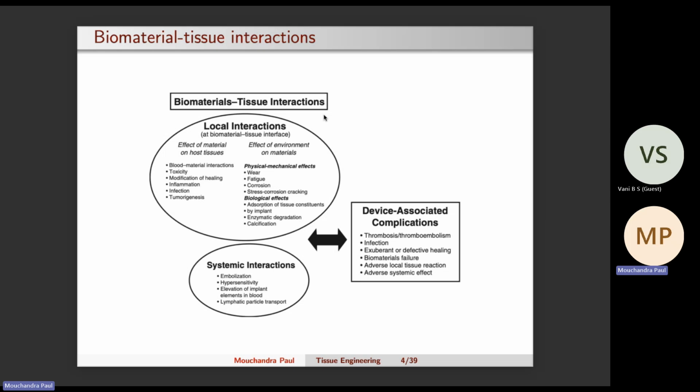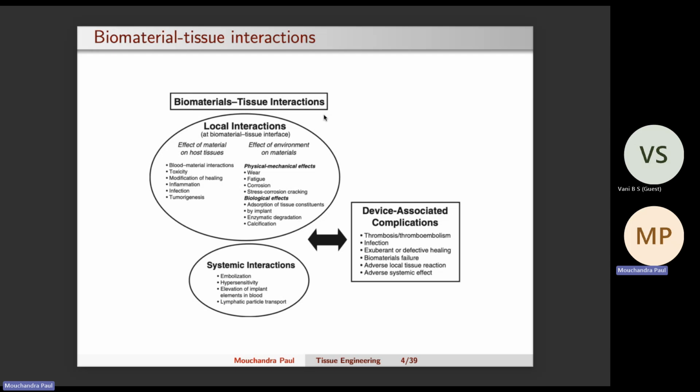All right, it can start corroding, and whatever byproducts, those start releasing into the local environment. Or there can be cracking, right? What are the biological effects? So if your implant is, say, hydrogel in nature, it can basically allow the absorption of the proteins and all other biomolecules which are there at the local environment, to get absorbed on it.